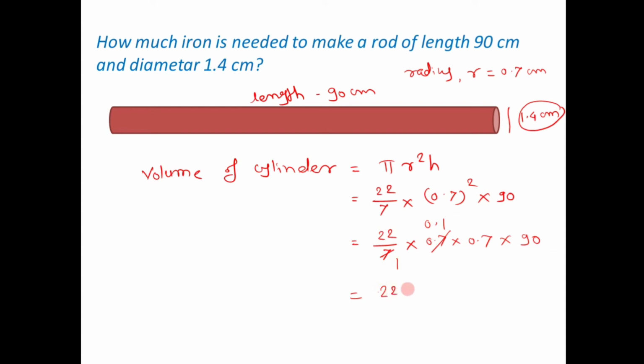Now on simplifying, we'll get 22 into, now the product of 0.1 into 0.7, that would be 0.07 into 90. Now if we multiply this, we get the final answer as 138.60 centimeter cube or cubic centimeter. So that much iron is required for a rod of length 90 centimeter and the diameter 1.4 centimeter.